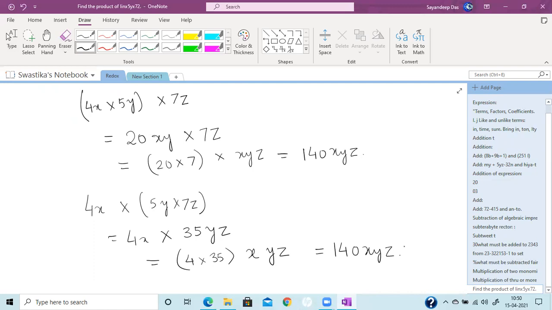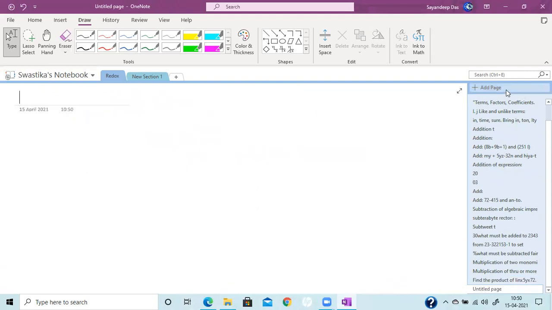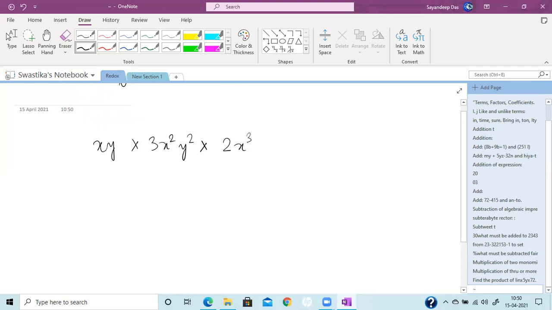So this is the process by which we do that multiplication of the three monomials. Now, one more example we'll take to multiply the three monomials like this. Suppose we get, find the product of the three monomials xy into 3x square y square into 2x cube y cube.